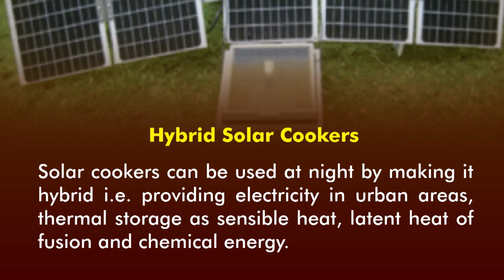A solar cooker can be used at night by making it hybrid, that is, providing electricity or a thermal storage device like sensible heat, latent heat of fusion, and chemical energy. Hybrid models have also been manufactured which provide an electrical heater to serve as backup during non-sunshine hours. Solar cookers having electrical backup are now available in the market, and these may rightly be called solar ovens.